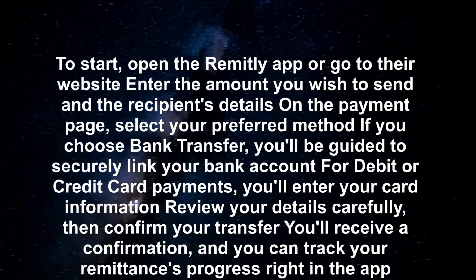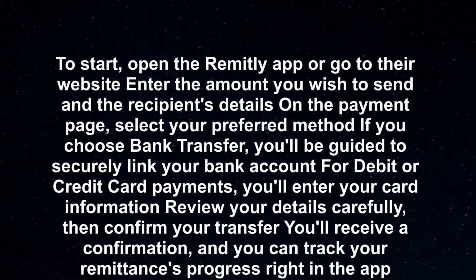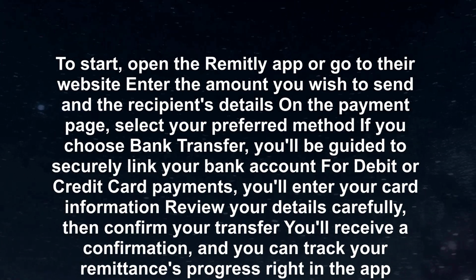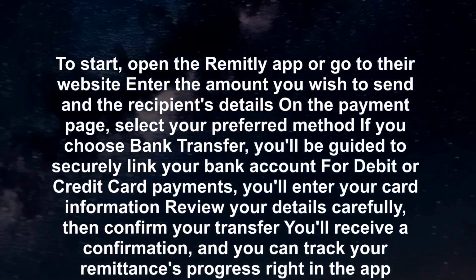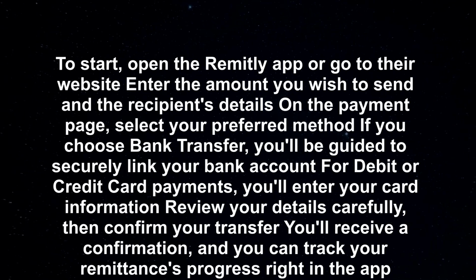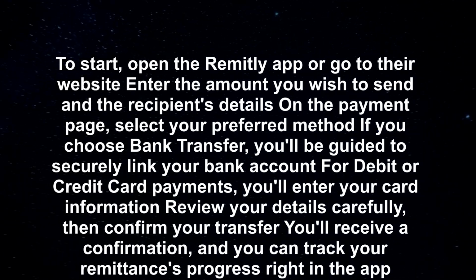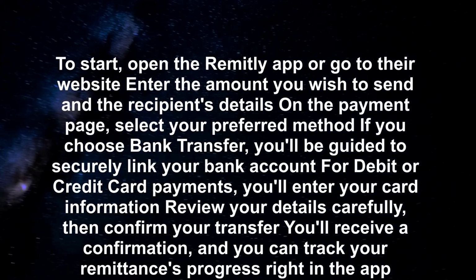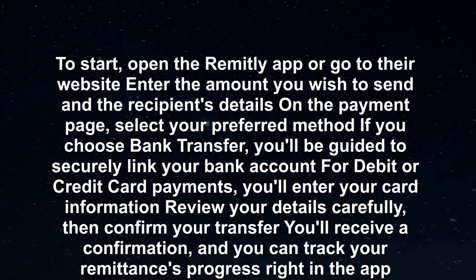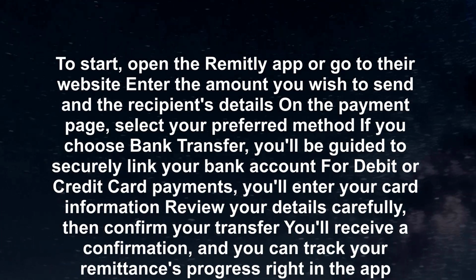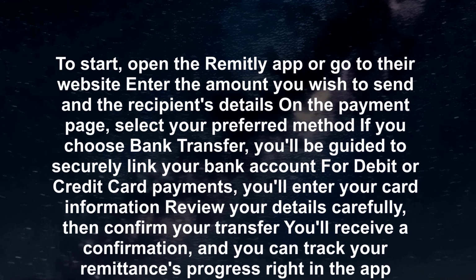To start, open the Remitly app or go to their website, enter the amount you wish to send and the recipient's details on the payment page. Select your preferred method. If you choose bank transfer, you'll be guided to securely link your bank account. For debit or credit card payments, you'll enter your card information, review your details carefully, then confirm your transfer. You'll receive a confirmation, and you can track your remittance's progress right in the app.